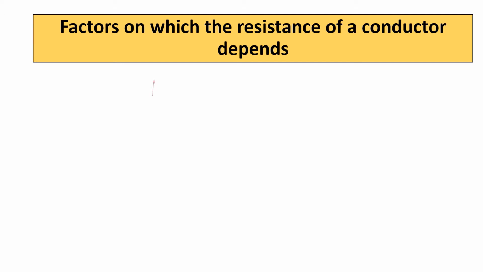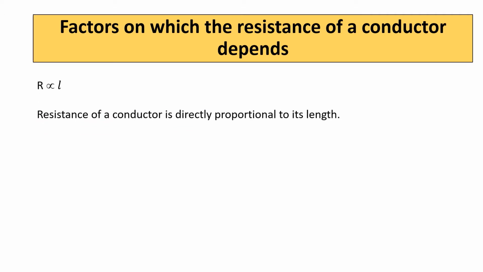Resistance R is directly proportional to the length of the conductor. That means if the length is more, resistance will be more, and if the length is less, the resistance will be less. R is directly proportional to length.